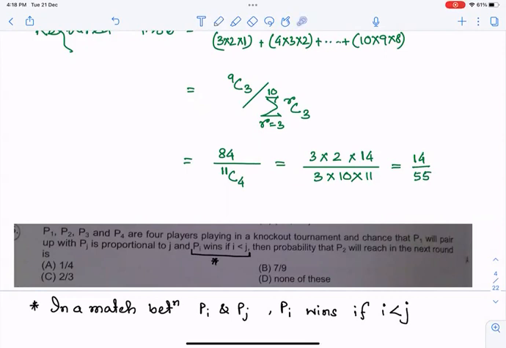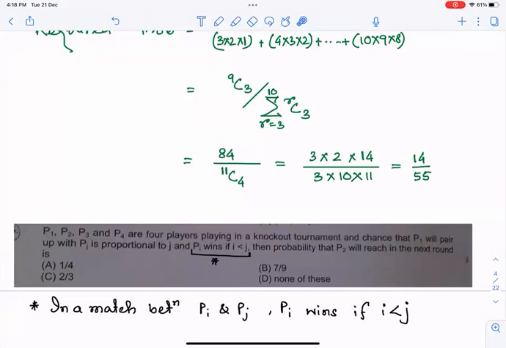Now, what do we want? On the basis of this information, we need to find the probability that P2 will reach the next round. If we need this probability, P2 can be beaten by the lone player, that is P1.